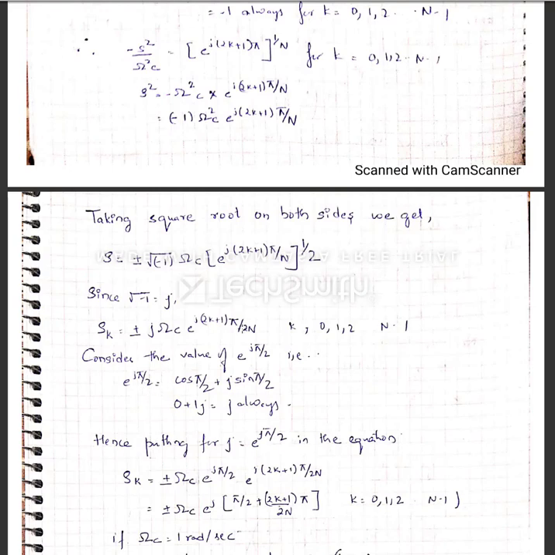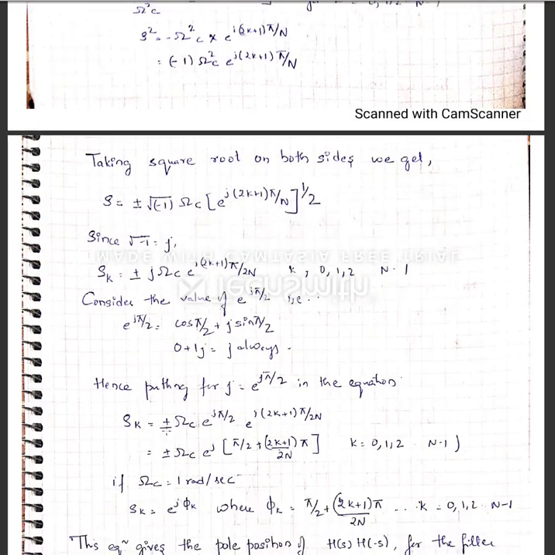So again we are going to split this particular term. Okay. So what are we doing? Sk is equal to plus minus omega c e to the power j pi by 2. So where did this j disappear? See here, e to the power j pi by 2 is equal to j always. So instead of this j, we have replaced it by e to the power j pi by 2. So plus minus omega c, e to the power j pi by 2 into e to the power j; this whole term remains as it is. So now we will take e to the power j common. We will get pi by 2 plus (2k plus 1) by 2n pi.